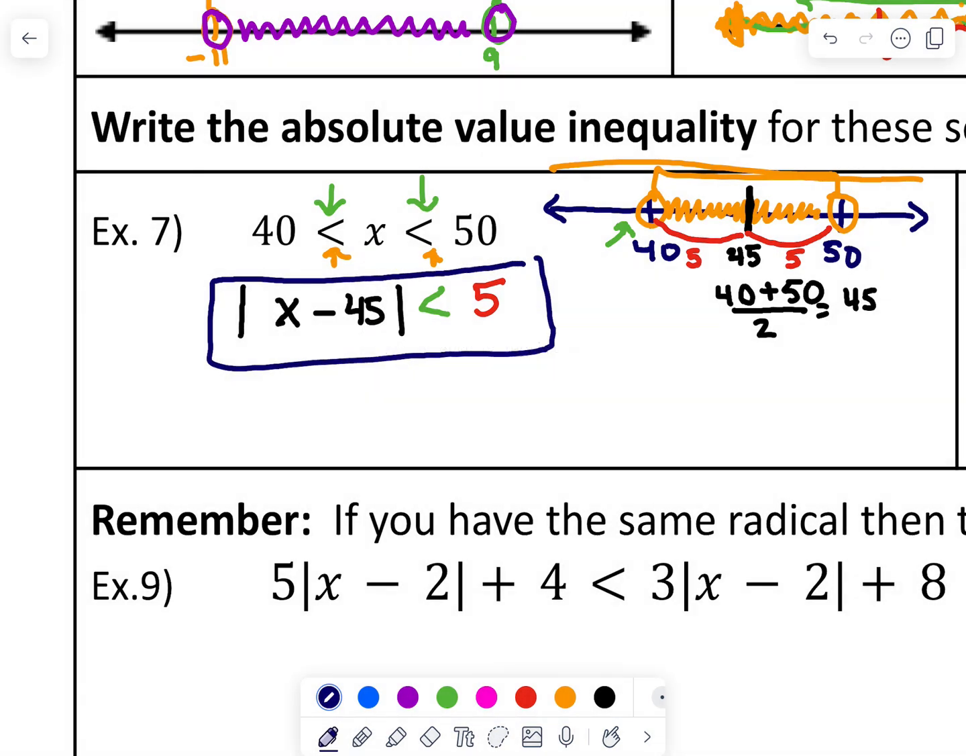So what does that mean? This guy is our middle. And this is the distance from the middle to the end point.